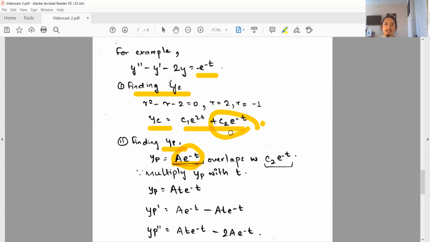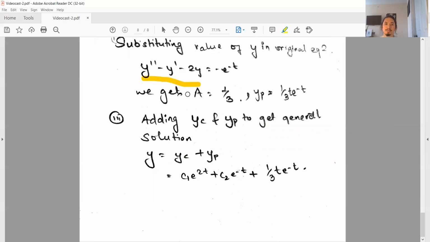which means it overlaps. So in order to get rid of that overlap, we multiply that yp by t. So we get a t e to the power negative t. Just multiply this by t. After that, we take the first derivative and get the value, and take the derivative again to get the second derivative. So this is y prime and y double prime. Put these values into the original equation, and after solving it, we get a equals 1 over 3.